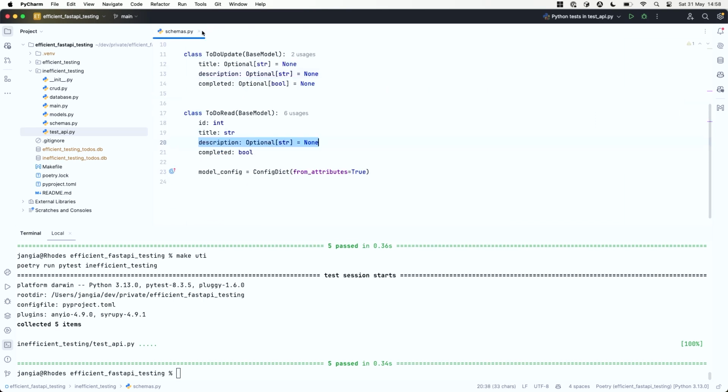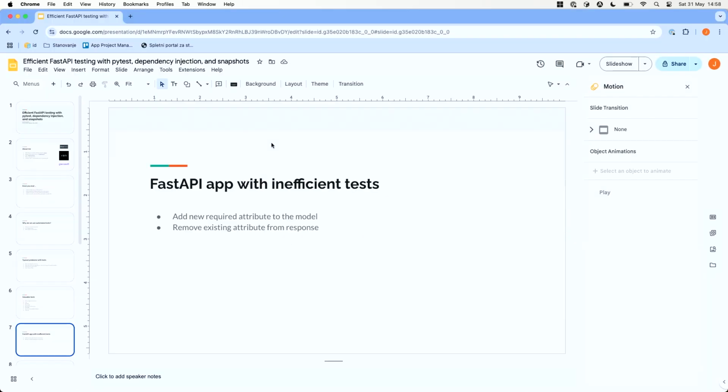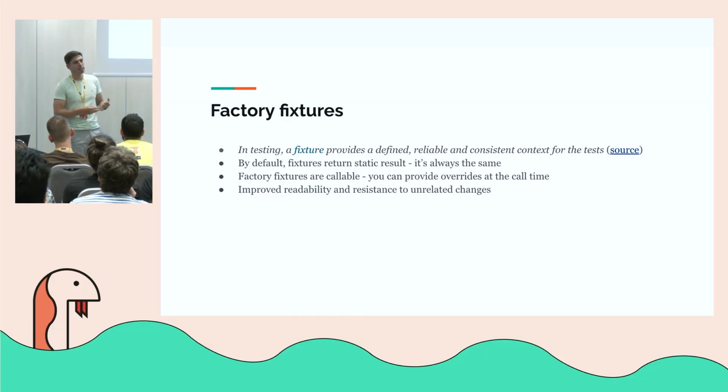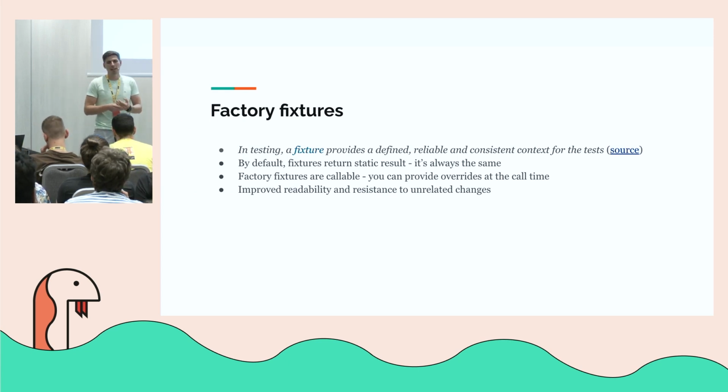Okay, so now let's take a look. What can we do to improve the situation? How can we do that a bit more efficiently? So the first thing that we can do is use factory fixtures. If you have used PyTest before, I'm sure you know fixtures, but taken from the PyTest official webpage: in testing, a fixture provides a defined, reliable, and consistent context for the tests. In other words, in PyTest, these are functions with the pytest.fixture decorator, which are executed by PyTest itself, and their result is then returned to the test using them.